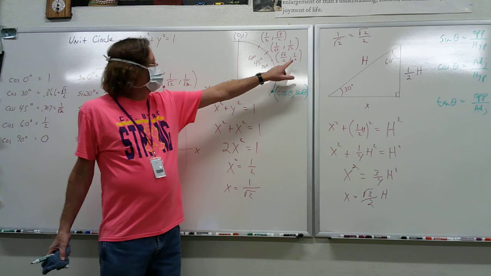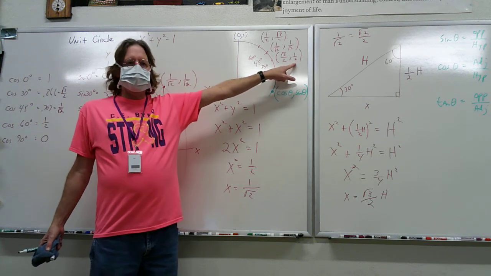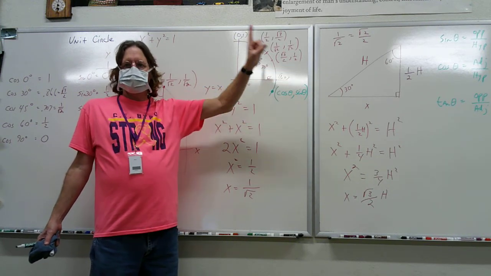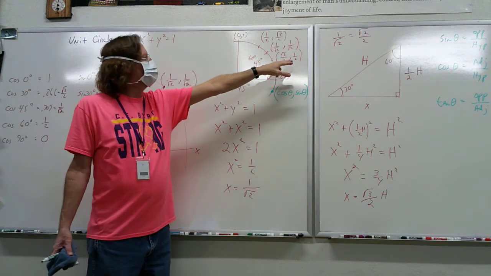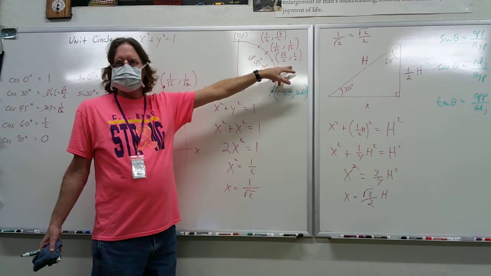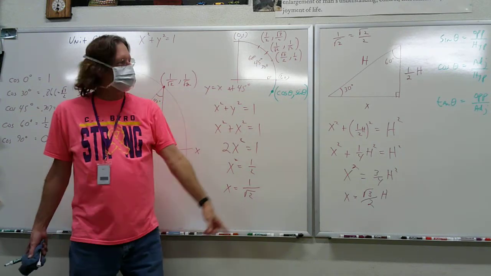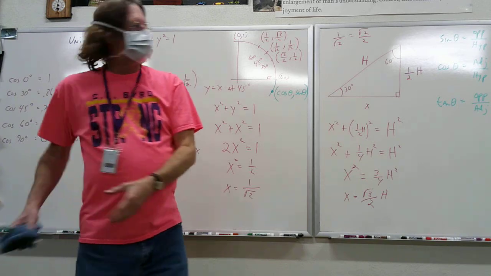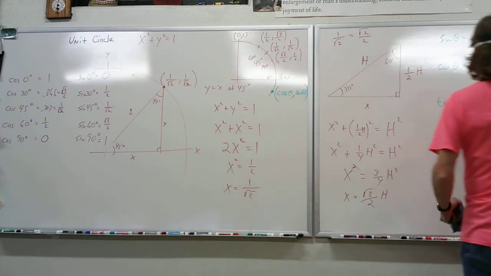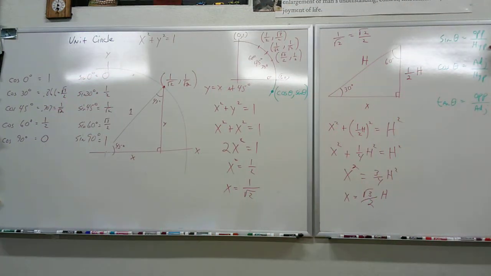When I put the 1/2 here for the y value, what was the hypotenuse? 1, right? So every one of these values is over 1. So it works. That is still true. It's just when we use the unit circle, what does every hypotenuse value turn out to be? 1. And the opposite is the what? Y. Y over 1, x over 1.